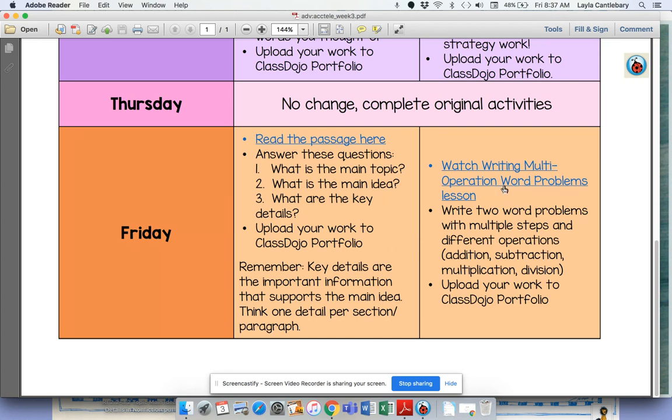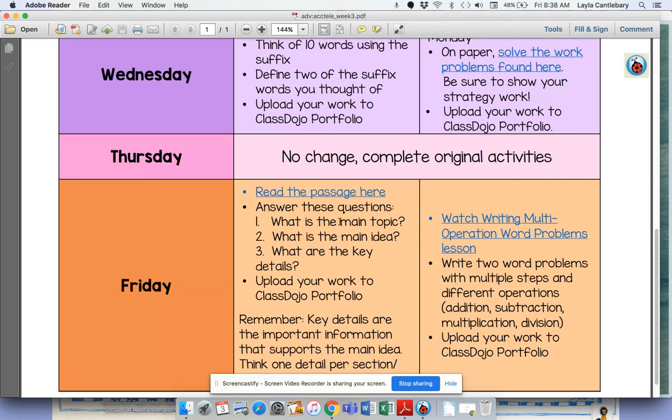For advanced math, you're going to come over here. You are going to watch the writing multi-operation word problems lesson. And then you are going to write 2 word problems. Notice it says word problems, not just regular problems. Word problems with multiple steps and different operations. So addition, subtraction, multiplication, and division are your operations. And it'll give you more details about that in the video. And then you're going to upload your work to Class Dojo Portfolio.